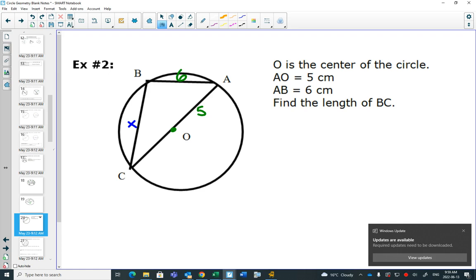Now, usually in a circle question, you cannot find what they ask for directly. You have to think about all the things you know first before you can figure out what they're asking you. So right now, there is actually no mathematical way to figure out what X is in one step. We have to use other information. So then the question is, what else do we know?